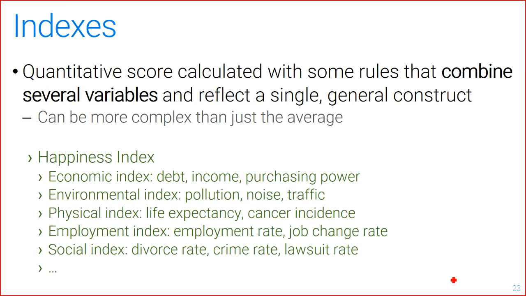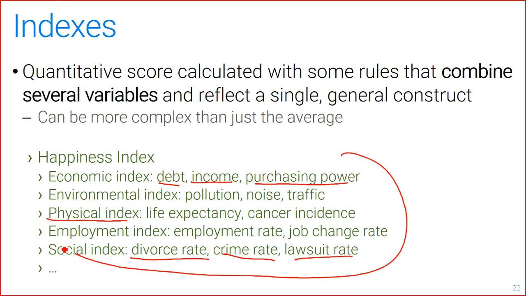We know that if people have debt, that's going to contribute negatively to their happiness. If they have a large income, that's going to contribute positively. Purchasing power. You can think about the physical index, life expectancy, cancer incidence, social index, divorce rate, crime rate, lawsuit rate. So you can think about all these factors that might have a positive or negative correlation with happiness, and then you find certain ways to combine all these scores into just one, so that you can compute a happiness index, a number to quantify happiness.